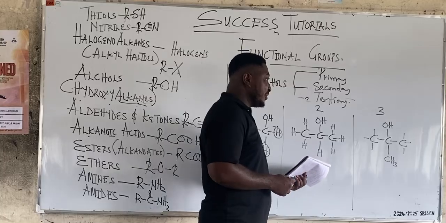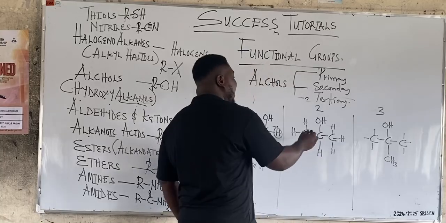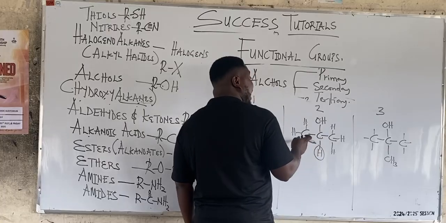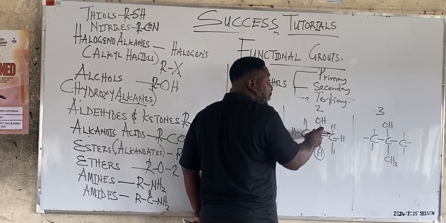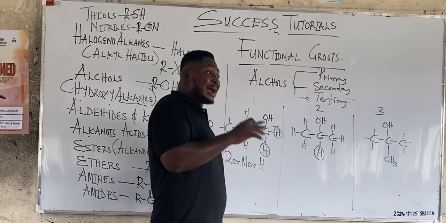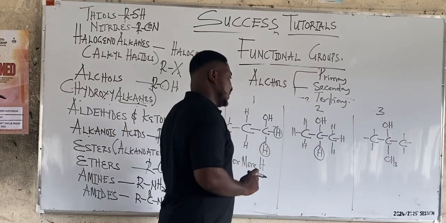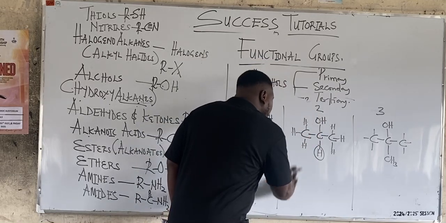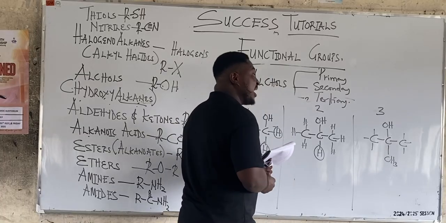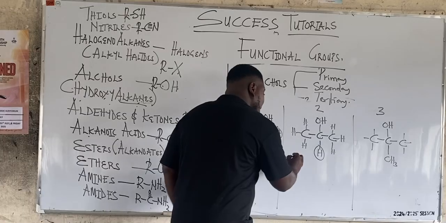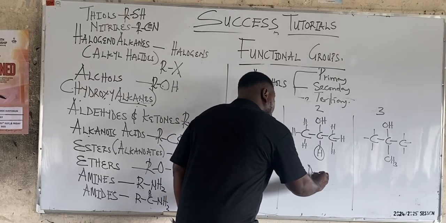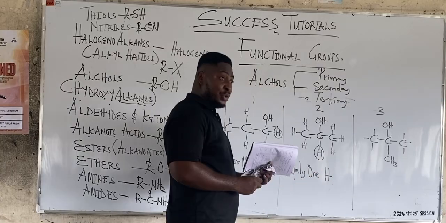Now, look at this secondary alcohol. On the carbon bearing the OH group, there's only one hydrogen attached to it directly. Class, there are many hydrogens around, but what matters is the carbon directly carrying the OH group. So it's not just any carbon. In this one, there's only one. It's not one or less, or one or more, it is exactly one. Anything more than one or less than one is not secondary. Only one hydrogen attached to the carbon bearing the OH.